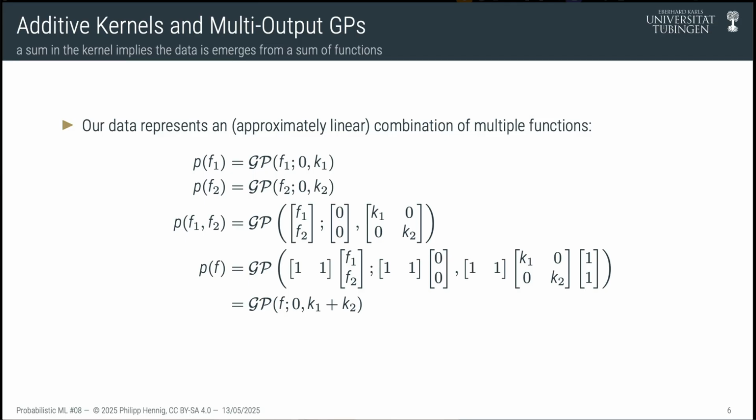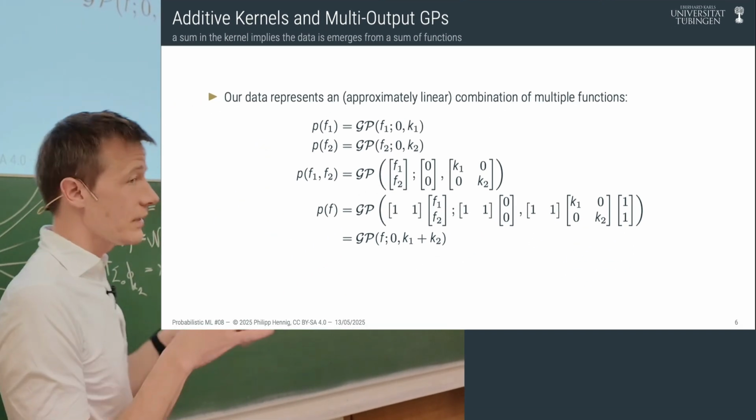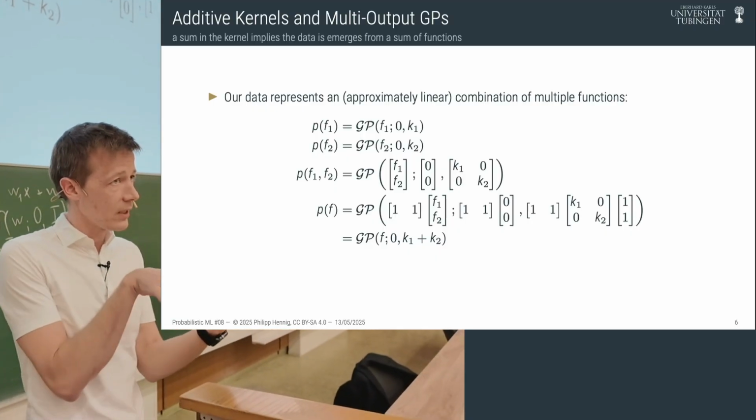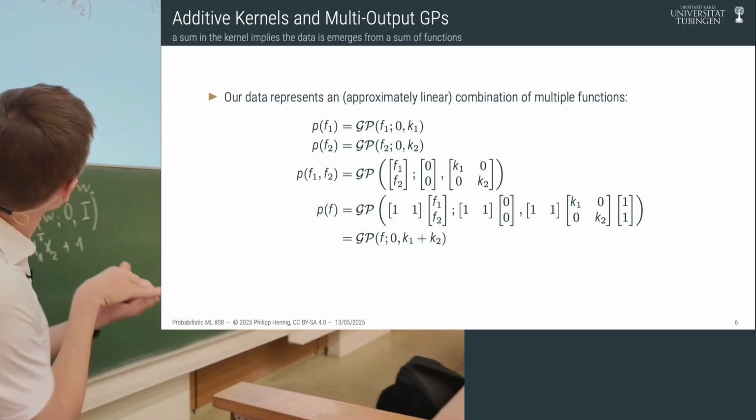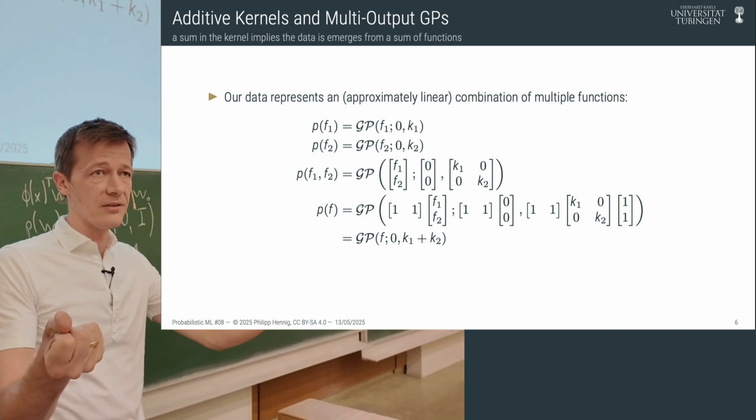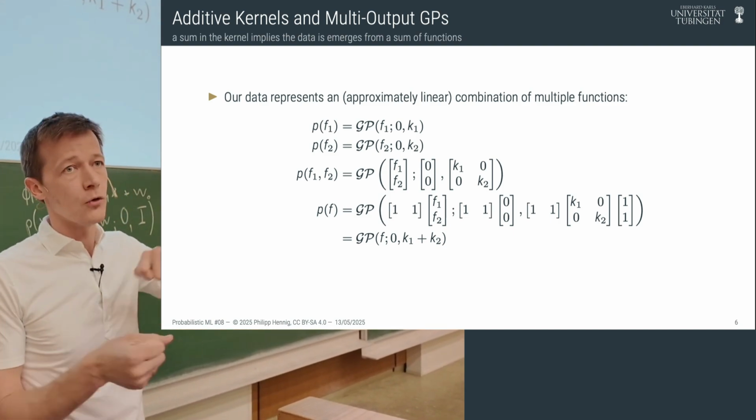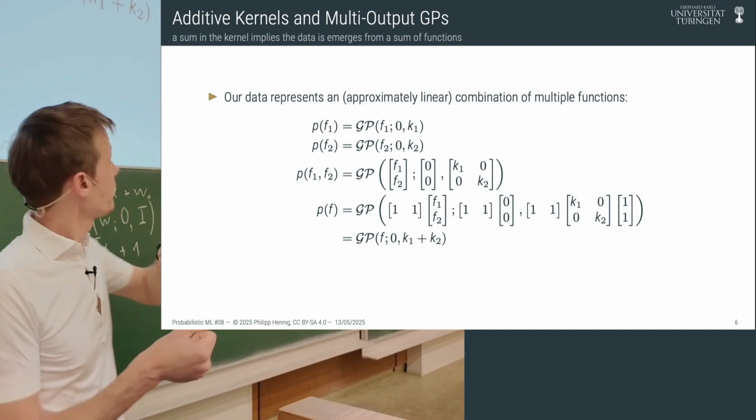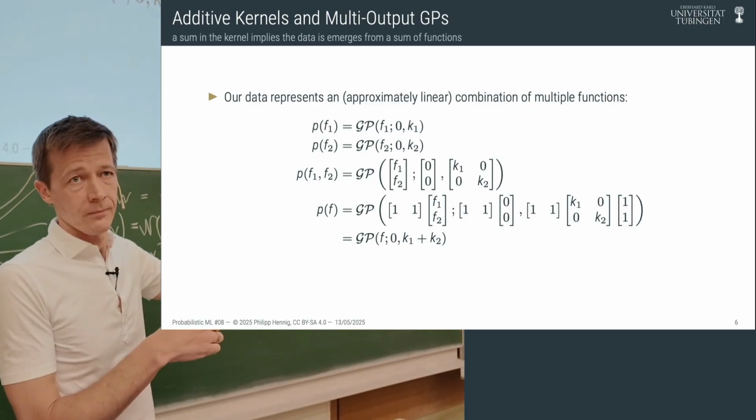One way to think about this plus property is to say, if you have a plus in your kernel model, if you're adding 2 kernels, then one way to think about the modeling assumption inherent in this process is that there are actually 2 functions being modeled here. They each have their own kernel. And what we observe is their sum.